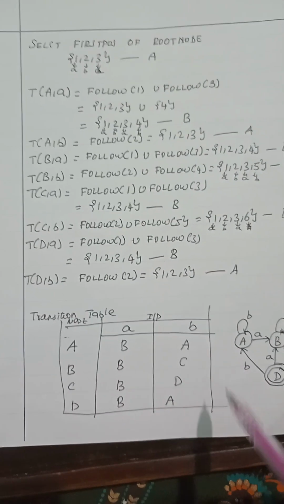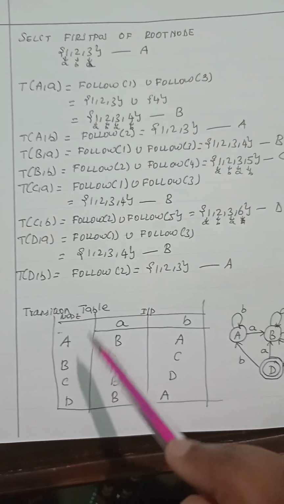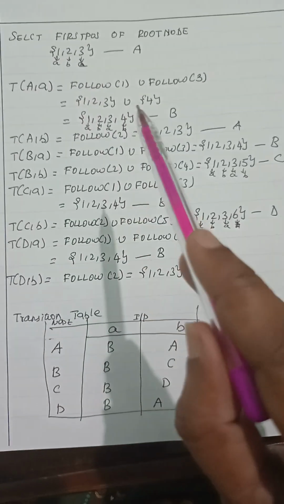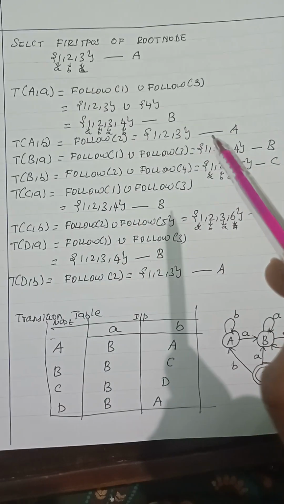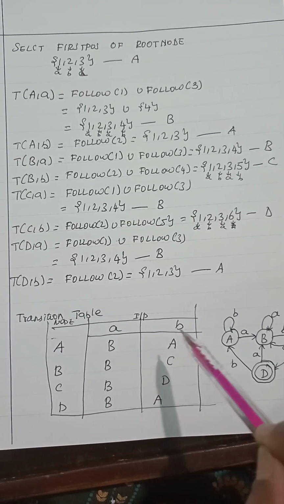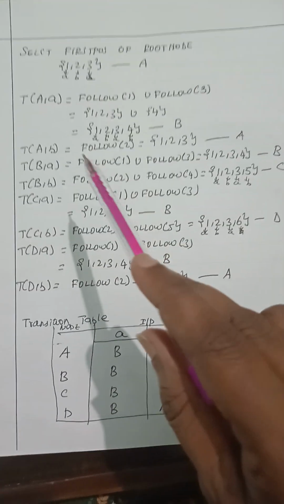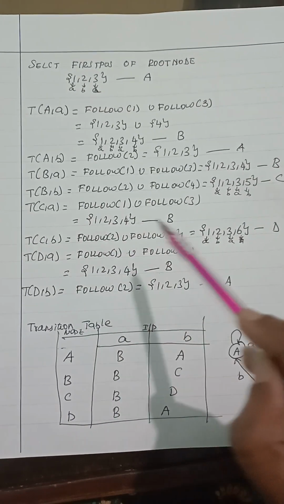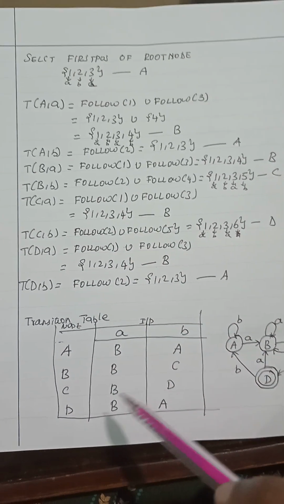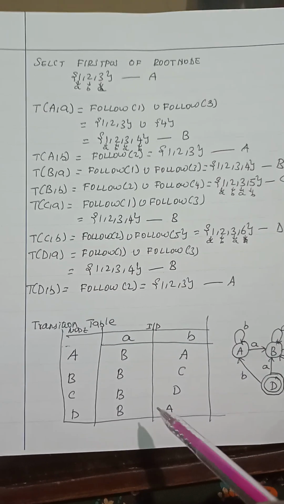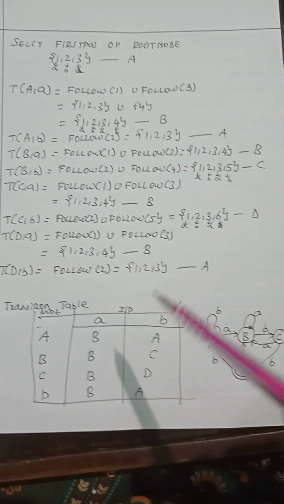From this transition operation I am going to construct the transition table. Here there are 4 nodes, A, B, C and D, with 2 input symbols A and B. Transition of A comma A is B, and A comma B is A. B comma A is B, B comma B is C. C comma A is B and C comma B is D. D comma A is B and D comma B is A. So now I have constructed the transition table.